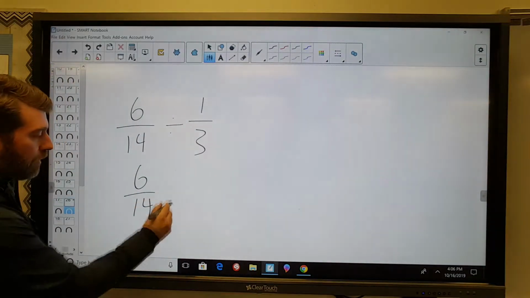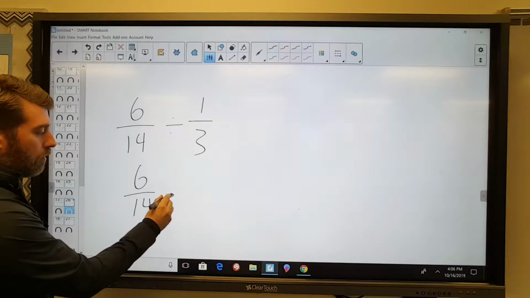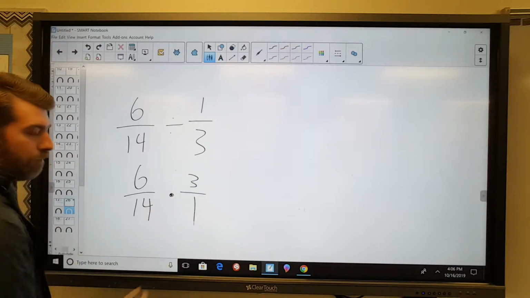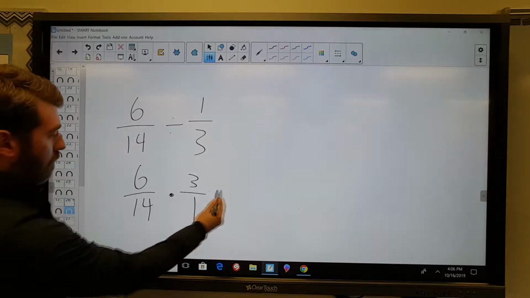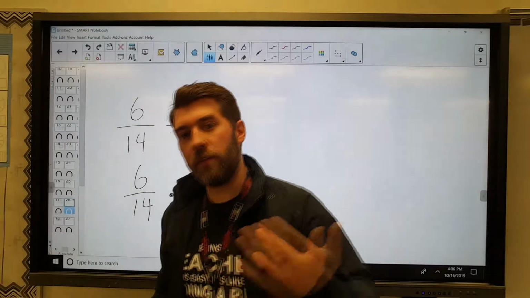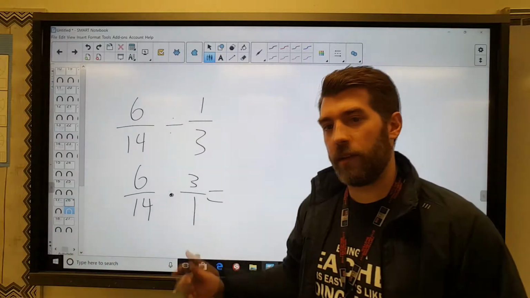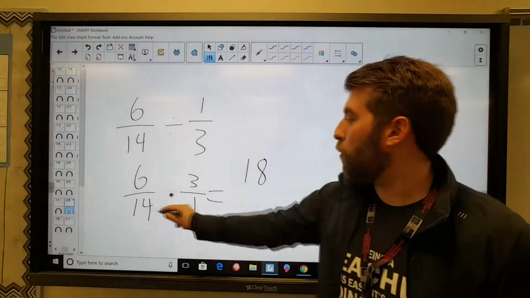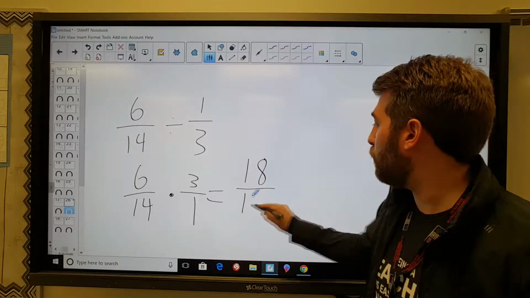6/14 times 3/1. Multiply straight across. So numerator times numerator, denominator times denominator. 6 times 3, 18. 14 times 1, 14.